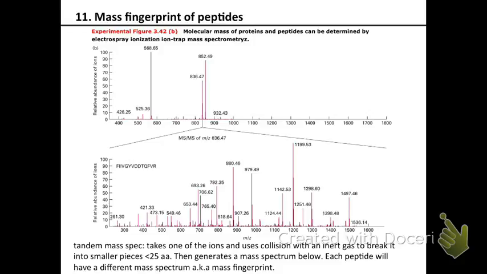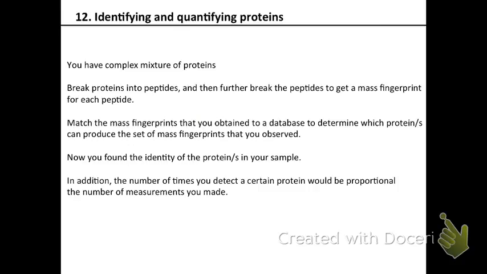So tandem mass spectrometry is typically what you would use to identify the proteins in your sample. This mass fingerprint, basically here, this is a mass spectrum. It's also called a mass fingerprint for a peptide, and it matches to a peptide of a particular sequence, and that's very key.